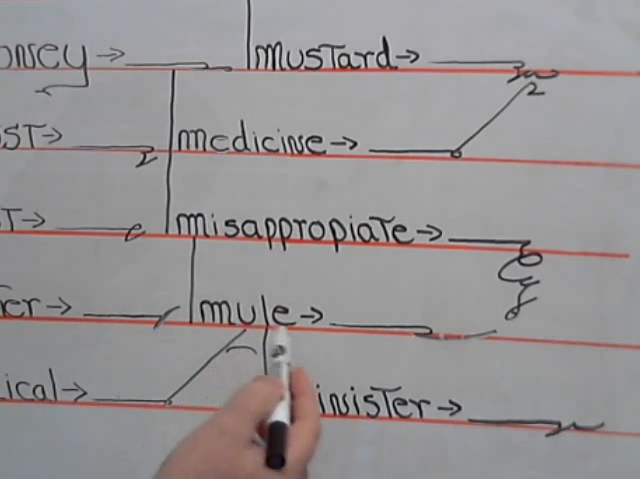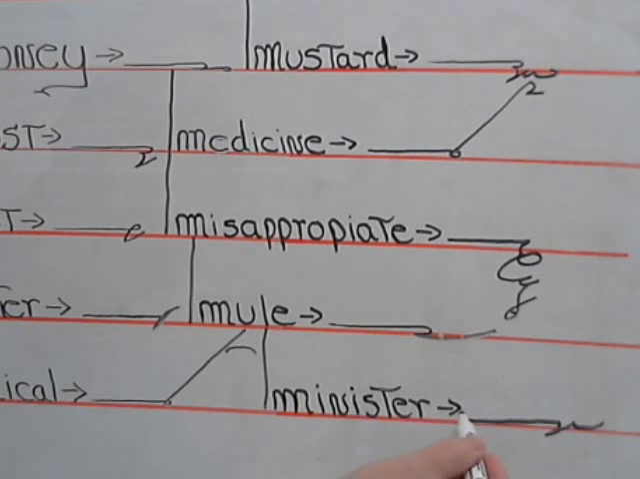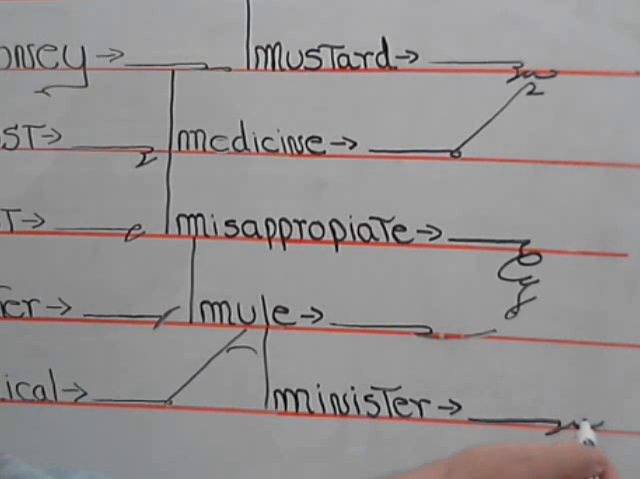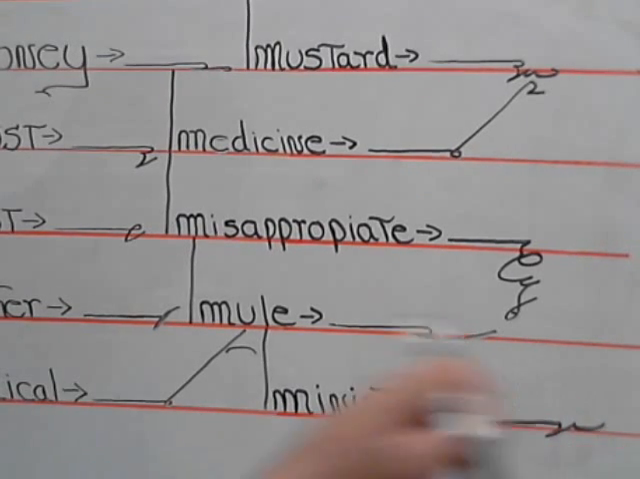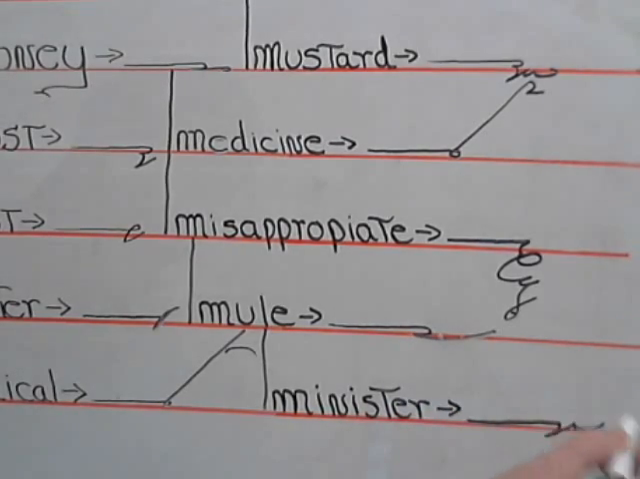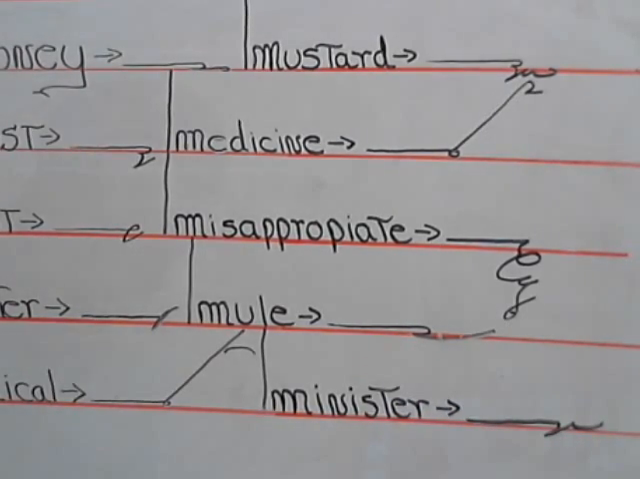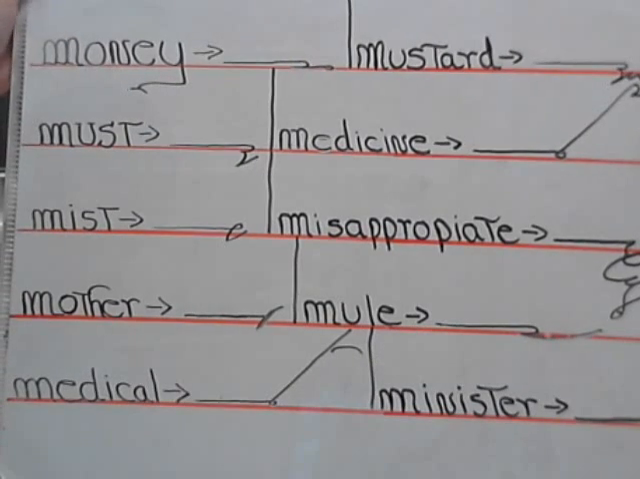Okay, look at the word mule. M-U-L. It's that quick. Minister. Now, minister is just an M, okay, an S, and a T, and an R. Minister. Okay, let me erase these, and we're going to go into the alphabet of N.